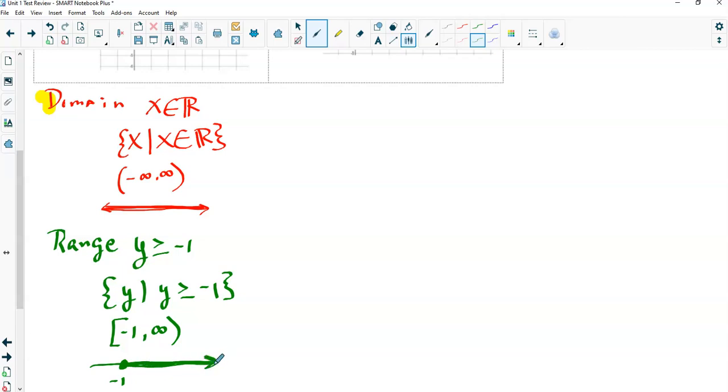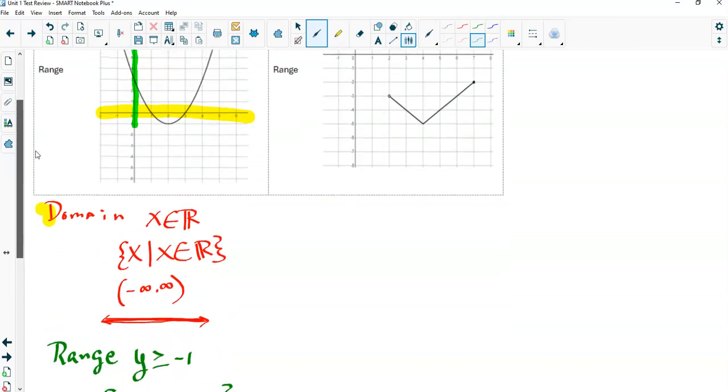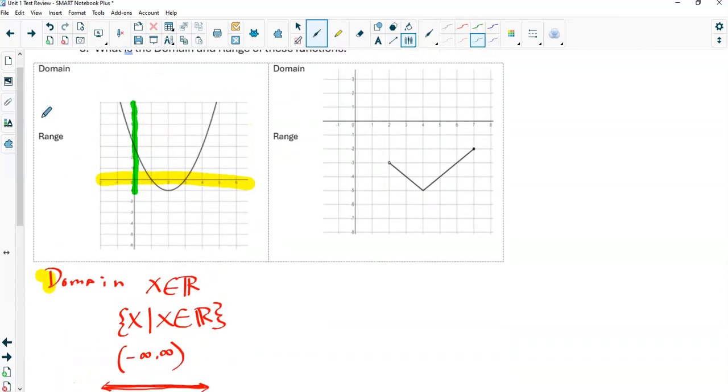So it goes like that. Okay? So that is the graph. Now let's look at the next one. The next one right here, what is the range? The range, the domain and range of this function.